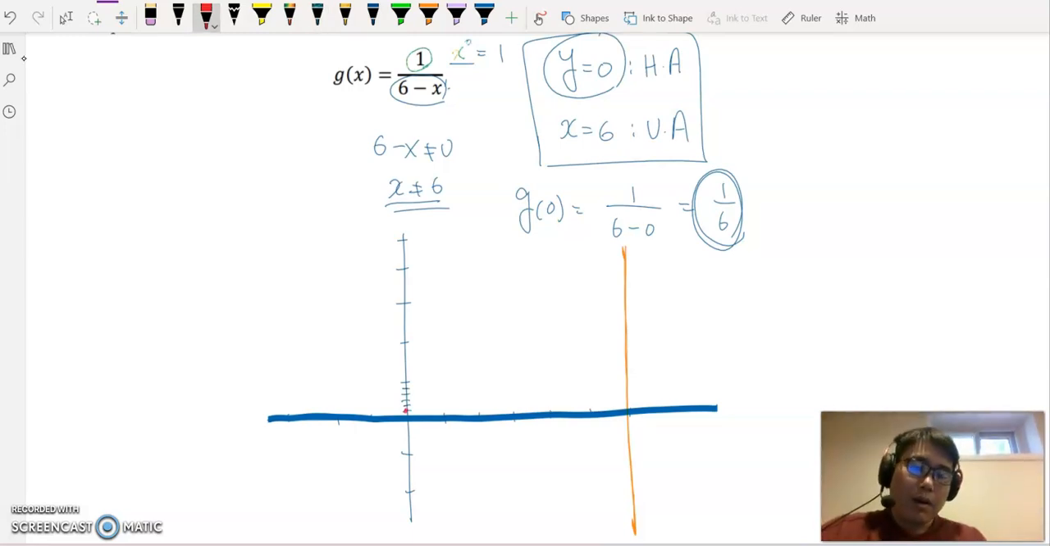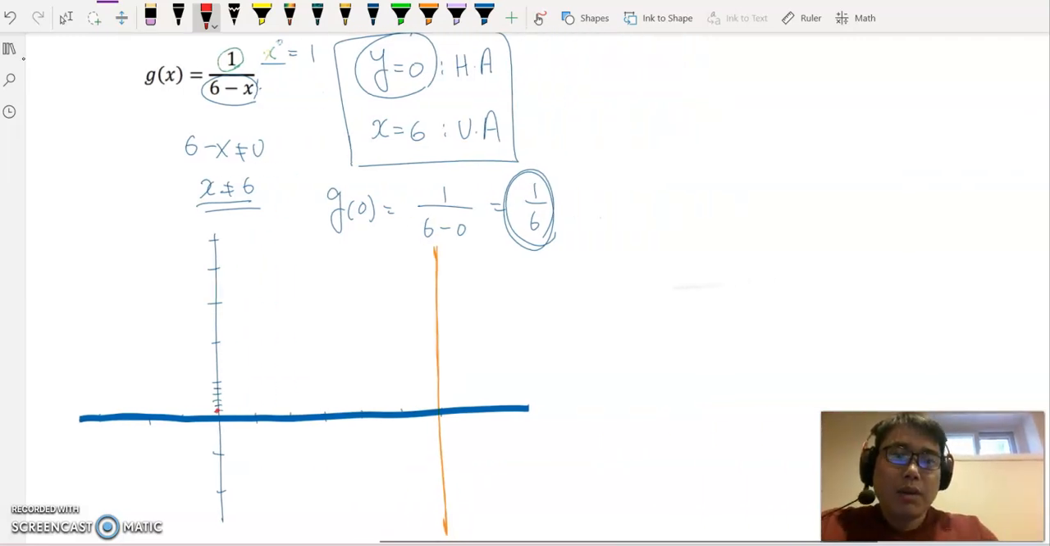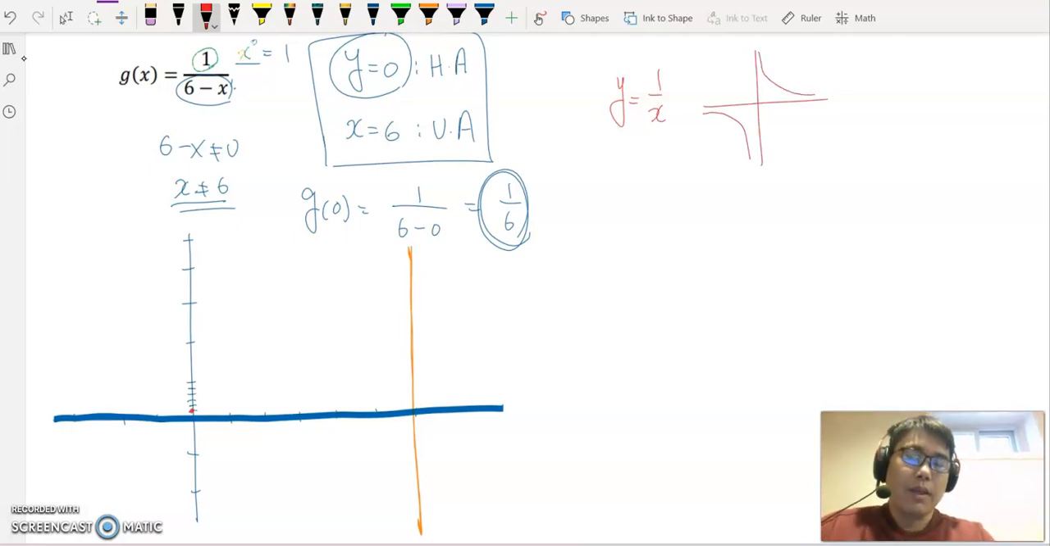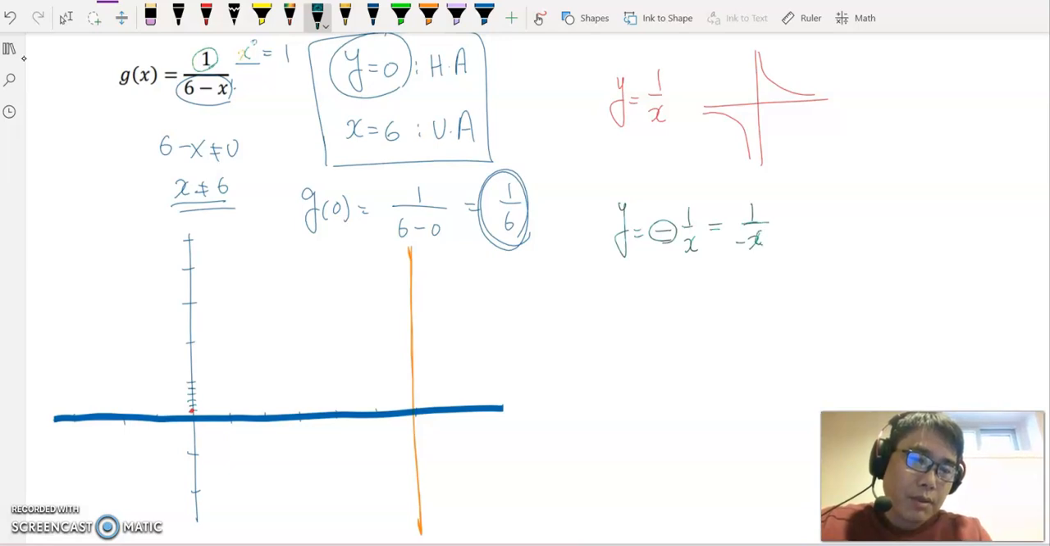Something like that. Okay, so the last time we talked about the y equals 1 over x graph, which looks like this, right? Okay, and now what if we make y equal to negative 1 over x? Because of the negative here, we can rewrite this as 1 over negative x. So x must be opposite.